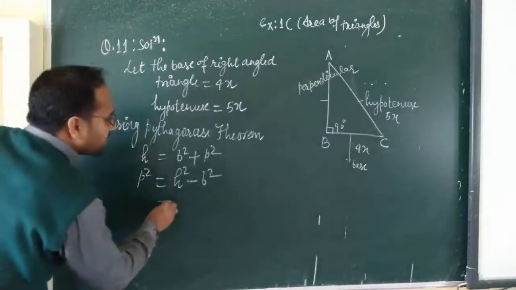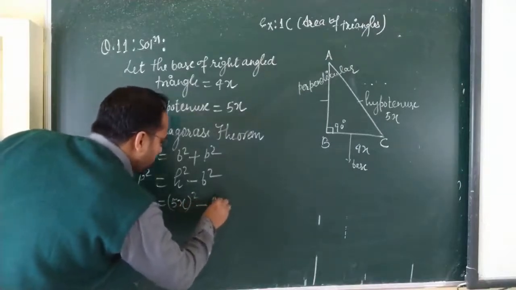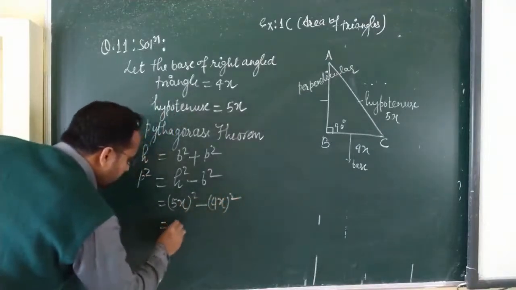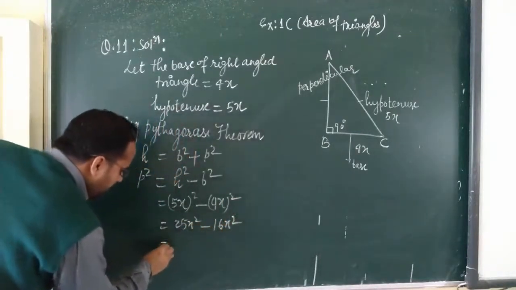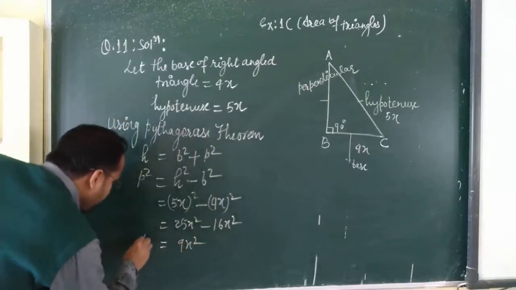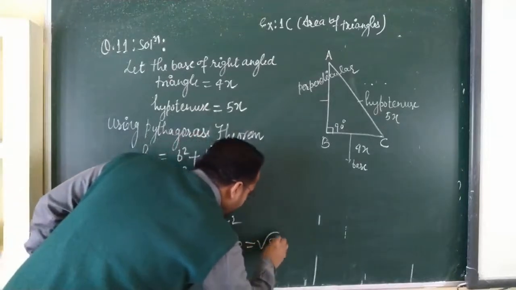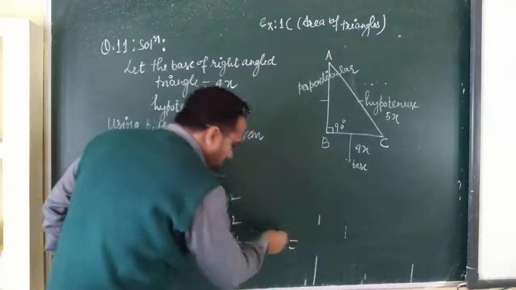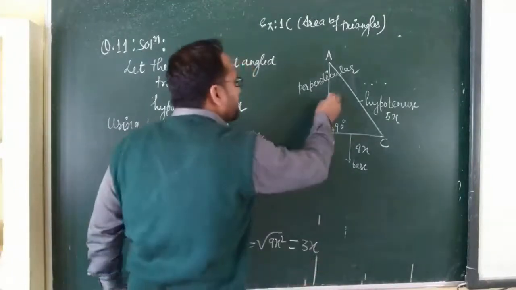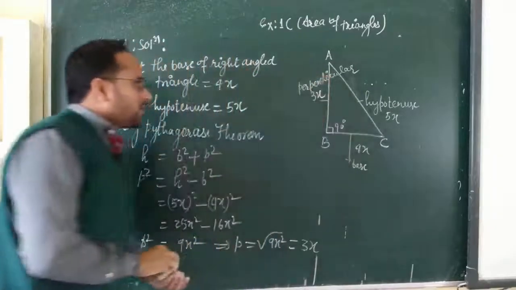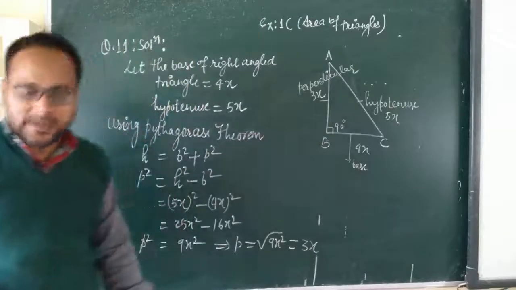The hypotenuse is given as 5x square and the base is 4x square. So 5x square is 25x square, and 4x square is 16x square. If you subtract, we get 9x square as the perpendicular square. Now the perpendicular is equal to root of 9x square. If we take the square root, you will get the perpendicular as 3x.